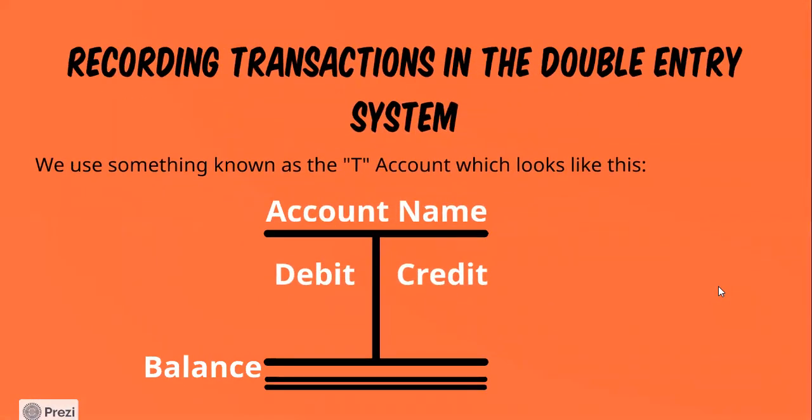Now, recording transactions in a double entry system. We use something known as the T account, which looks like this. The account name is on the upper portion, the debit on the left side, and the credit on the right side. It is called a T account simply because it looks like a letter T.